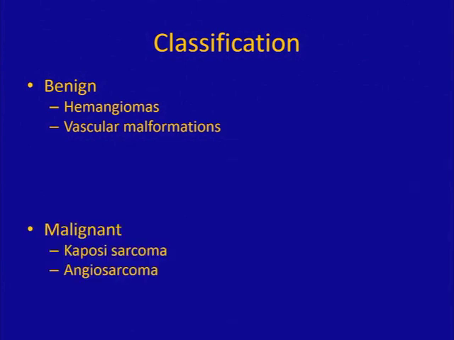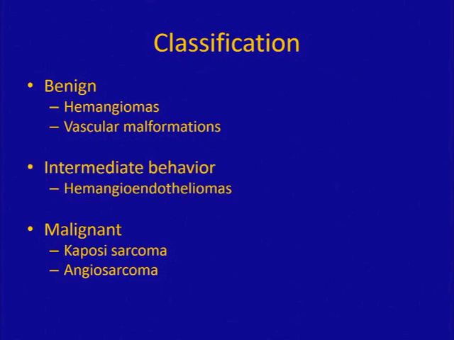And then there are the malignant vascular lesions like Kaposiform and Angiosarcoma. We'll talk about that. And then finally, there is this kind of gray zone group, those vascular tumors that have intermediate malignant potential or intermediate behavior. They're not totally benign, but they're not as aggressive or malignant necessarily as, say, angiosarcoma. So because of that, we have them in this intermediate category called Hemangioendothelioma.